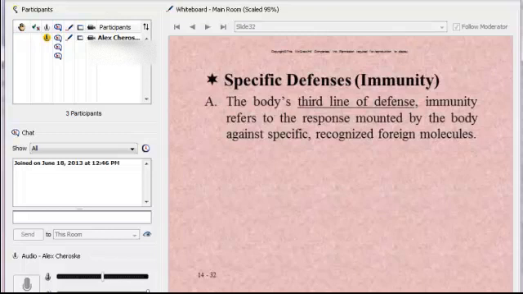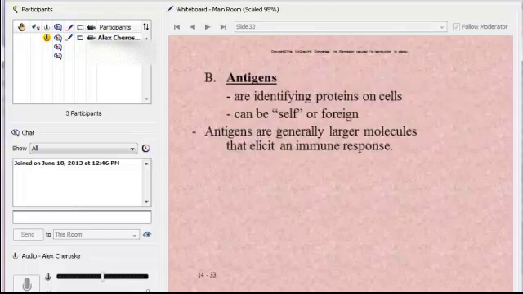So these are the cells that we saw right there: T cells and B cells. The lymphocytes are the main cells of our specific defenses, or our immunity. So we have to talk about how the T cells and then the B cells do their job.